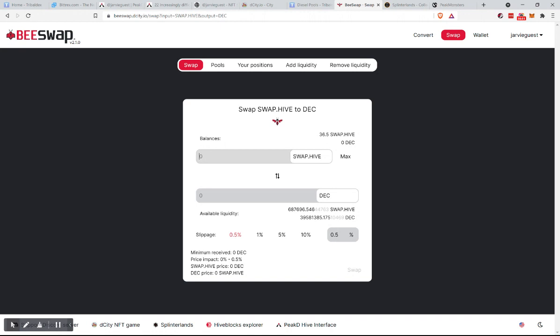So let's do 10 Hive of our 36 that we put into swap Hive. Yep. Okay. Good. DEC, we're going to get 575. Price impact is negligible, so we're good. Done. Oh, that was easy, huh?